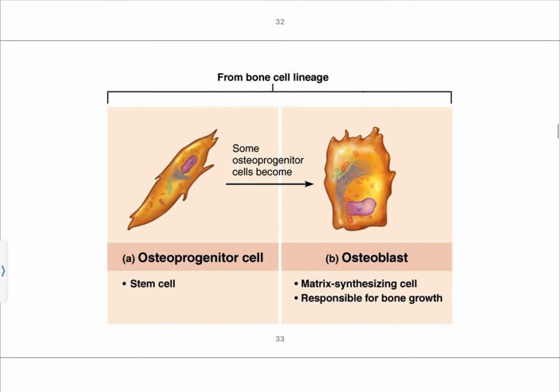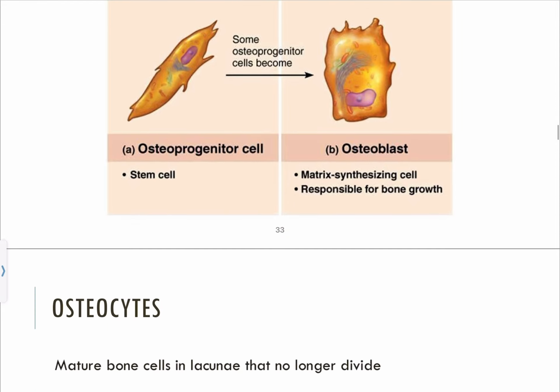So here we can see, here's our osteoprogenitor cell, which is our bone stem cell. It can undergo mitosis. Some can remain osteoprogenitor cells, but some can become osteoblasts, which are going to help build the bone by synthesizing the matrix.